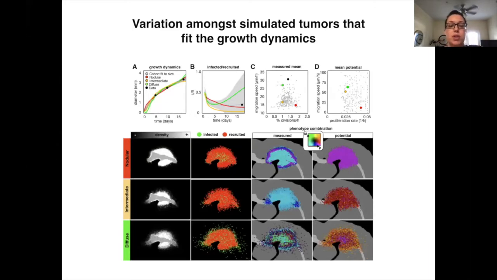And so what you can see here is the comparison of what we defined as a nodular tumor that's tightly compact, and a more diffuse tumor on the bottom that has a lot of cells that have moved farther out, and then something in between. You can see that those growth dynamics fit really well. The ratio of cell types is all over the place, as are the measured migration speed and percent divisions, and the mean potential, which we can't measure, but I'm displaying there for completeness.